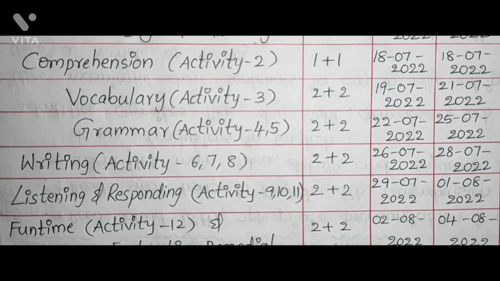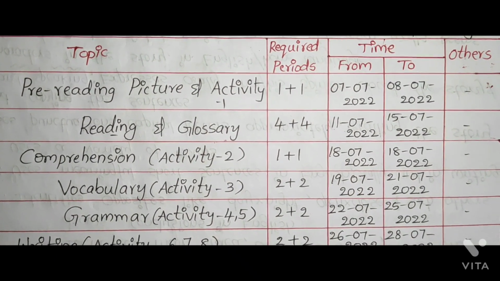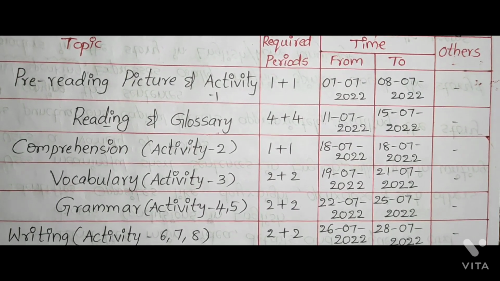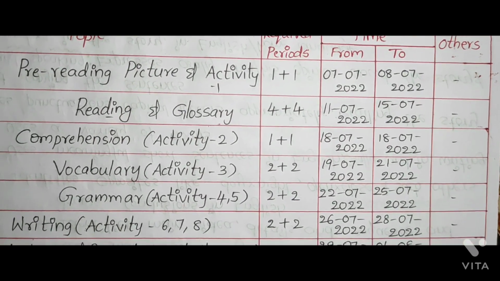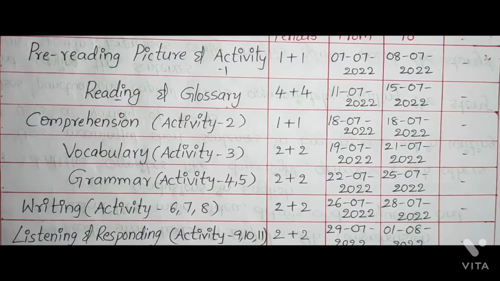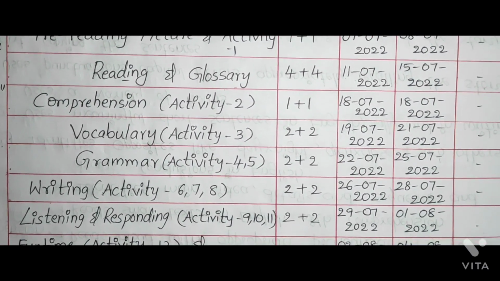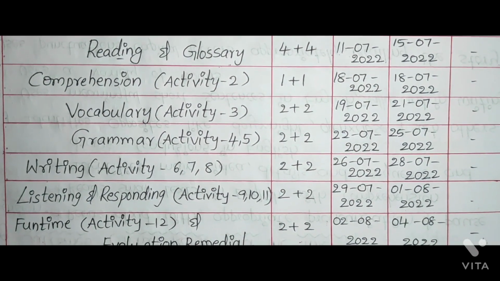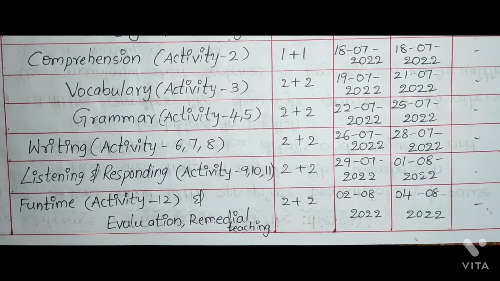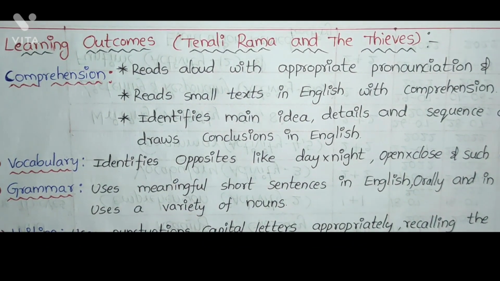And the next one is periods. Pre-reading 1+1, reading 4+4, comprehension 1+1, vocabulary 2+2, grammar 2+2, writing 2+2. The time: July 7th to July 8th for pre-reading, reading and glossary July 11th to July 15th, comprehension July 18th to July 18th, vocabulary July 19th to July 21st, grammar July 22nd to July 25th, writing July 26th to July 28th, listening and responding 2+2 July 29th to August 1st, fun time 2+2 August 2nd to August 4th. This is the process.